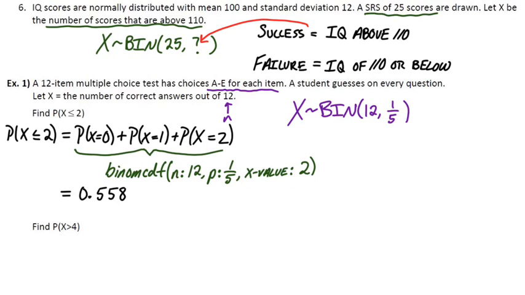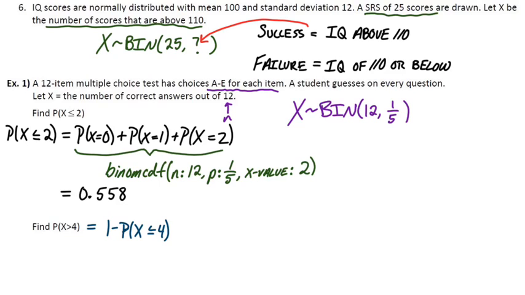Okay, the next one says find the probability that X is greater than 4. So to get more than 4 questions correct, that means the kid either got 5, 6, 7, 8, all the way up to 12 questions correct. We could try to calculate each one of those individually, or we could use binomial CDF again. The only thing is, binomial CDF gives us the area below a certain boundary. So the easiest way to go about one where X is greater than a number, so all the stuff bigger than 4, like 5, 6, 7, and 8, let's just do 1 minus all the stuff 4 and below.